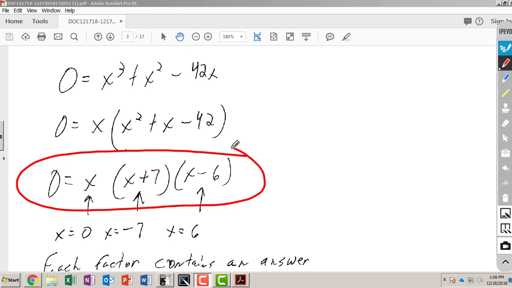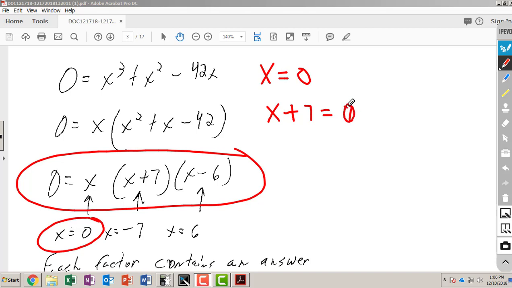Now to find the zeros, which means to find the answers, the solutions, the roots, and so on, I need to solve each one of these. When I set each factor equal to 0, x equals 0 is already solved, so that's my answer of 0. When I take x plus 7 and set it equal to 0 and solve it, I get x equals negative 7. That's my second answer.